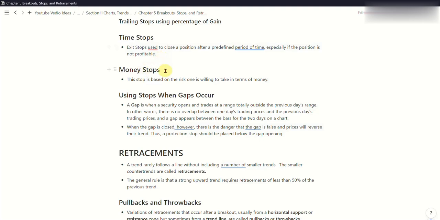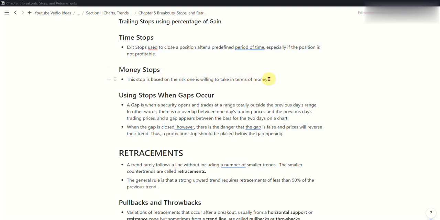Money stop. For example, I'm investing $10,000 to purchase Apple stock and I have a buffer of $2,000. If I make a profit of 10,000 and I see I'm losing $2,000 out of this 10,000, maybe making only 8,000, then I'll set my stop at 8,000 as my target. This stop is based on the risk one is willing to take in terms of money.